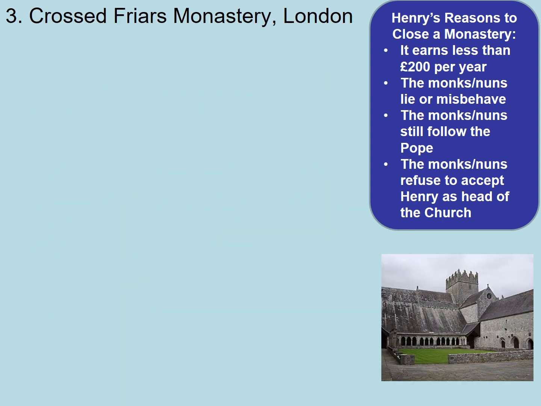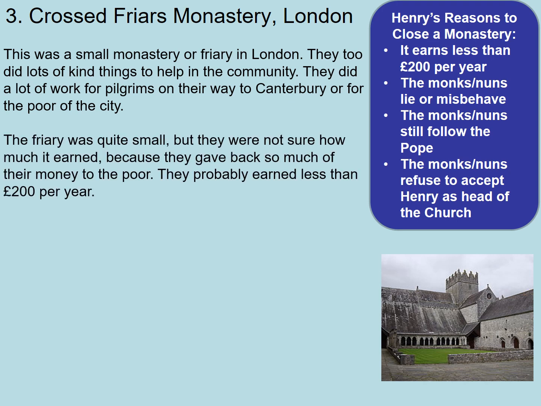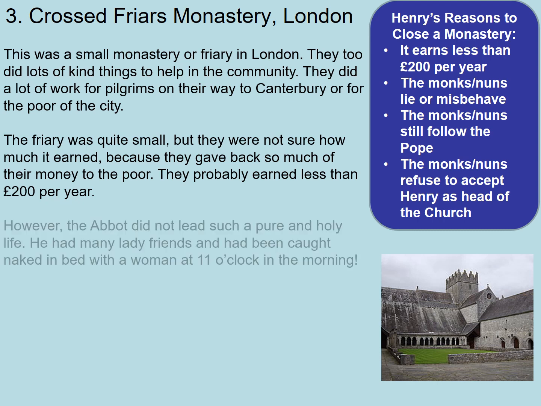Monastery number 3, Crossed Friars Monastery, London. This was a small monastery or friary in London. They too did lots of kind things to help the community. They did a lot of work for pilgrims on their way to Canterbury or for the poor of the city. The friary was quite small, but they were not sure how much it earned because they gave back so much of their money to the poor. They probably earned less than £200 per year.